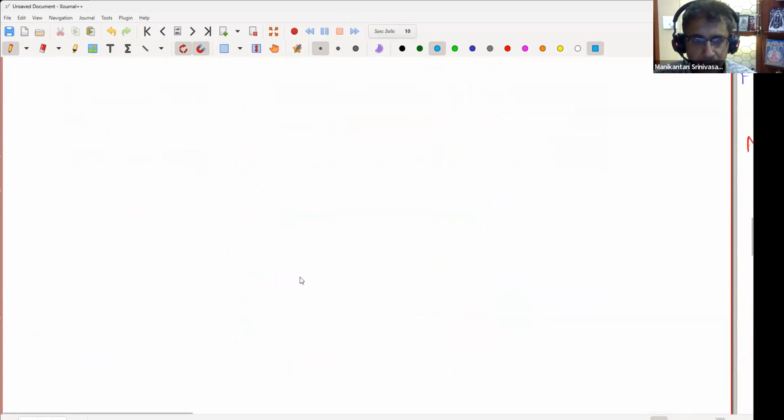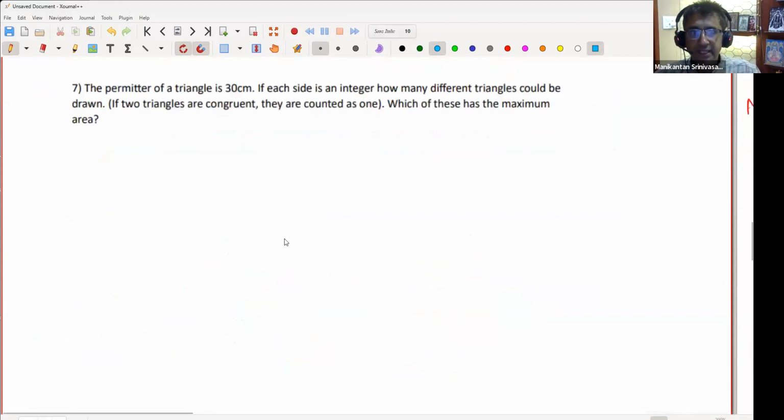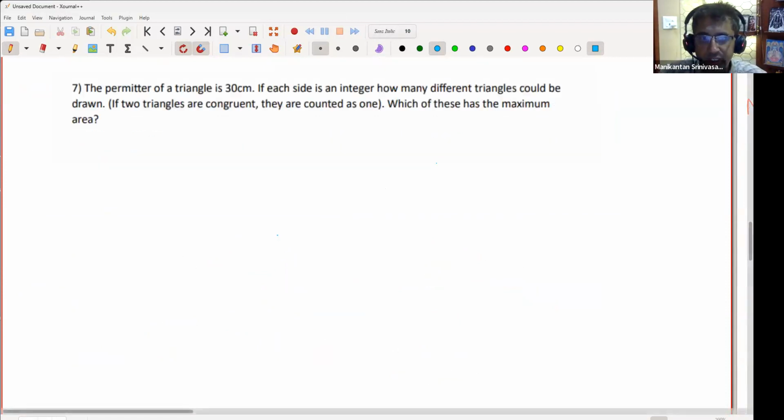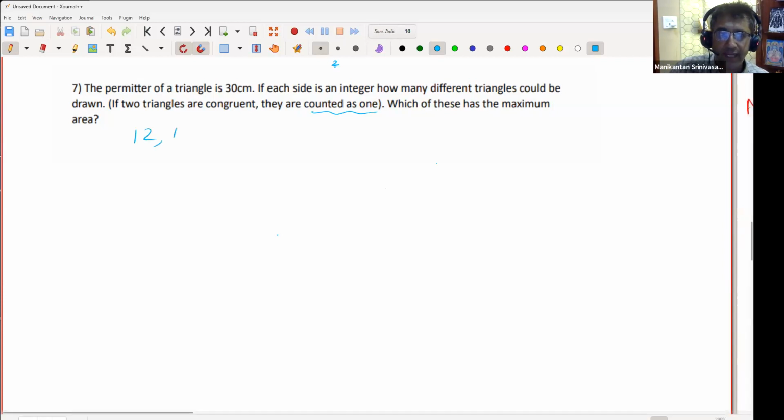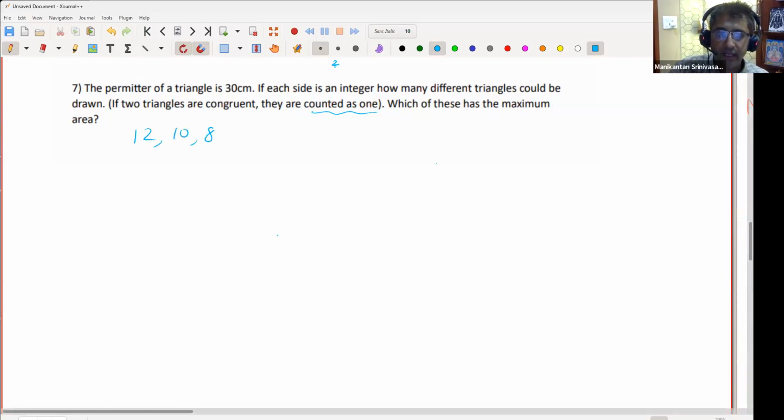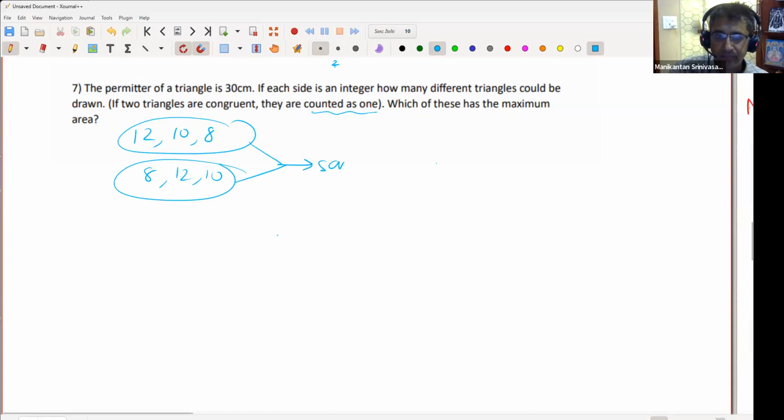Question 7. I think some of you had messaged me also on question 7. I thought we'll discuss it in the class. If the perimeter of a triangle is 30 and each side is given to be an integer, how many different triangles could be drawn? If the triangles are congruent, they are counted as same, counted as 1. What do you mean by this? For example, the sides could be 12, 10, and 8. In another triangle, I could have them as 8, 12, and 10. I'm saying whether you count it this way or this way, don't double count them. I'll treat them as same.